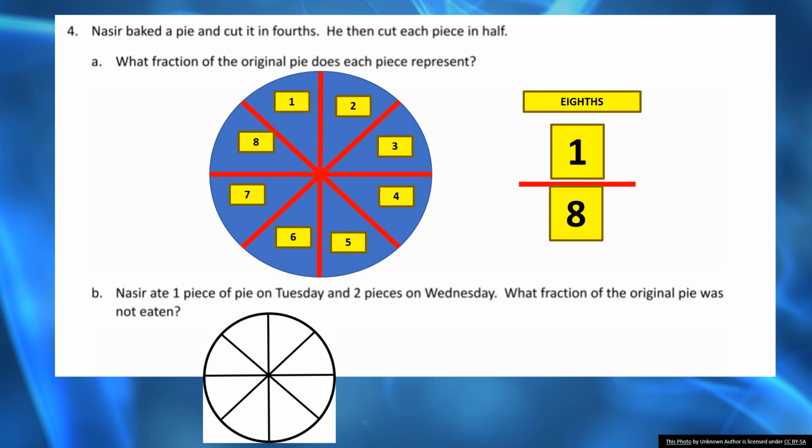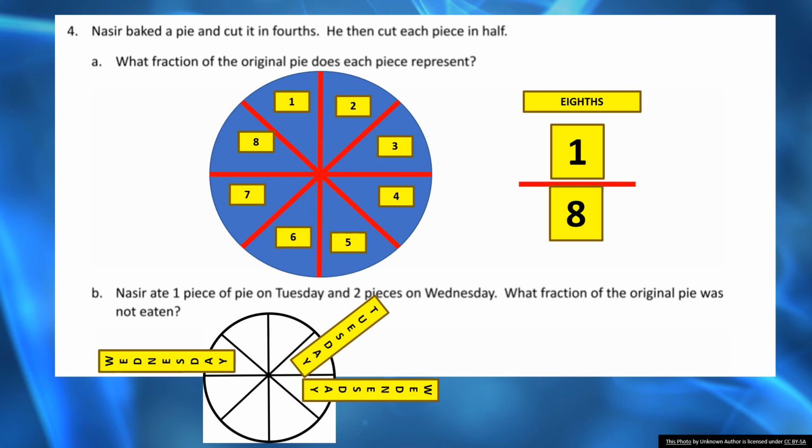Okay, let's go ahead and get started. Now it says that Nasir ate 1 piece of pie on Tuesday. So I'm just going to label a piece Tuesday. And 2 pieces on Wednesday. So I'm going to write Wednesday in this piece and Wednesday in this piece. All right. What fraction of the original pie was not eaten?